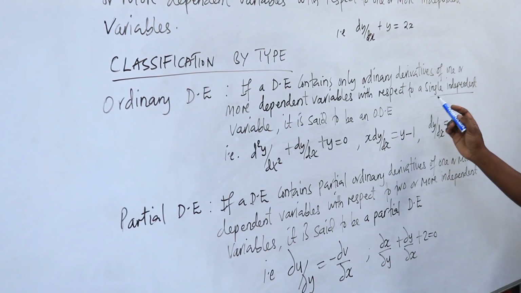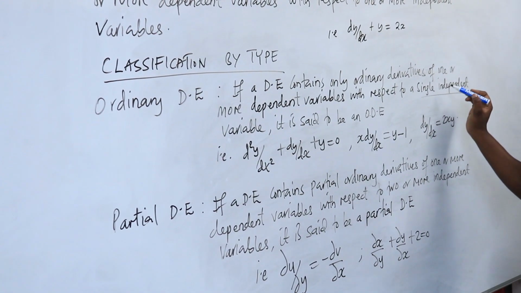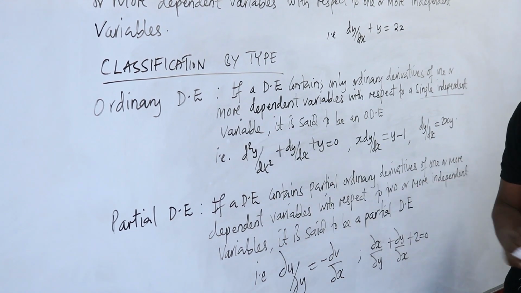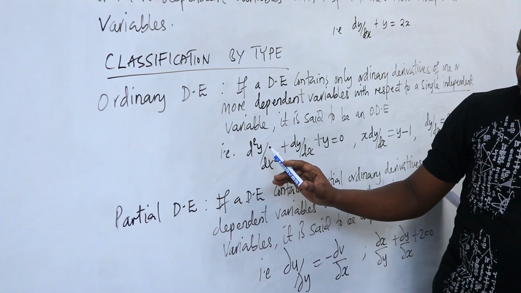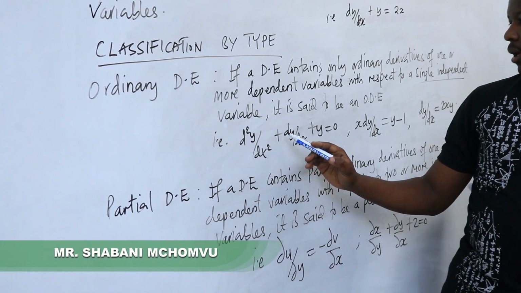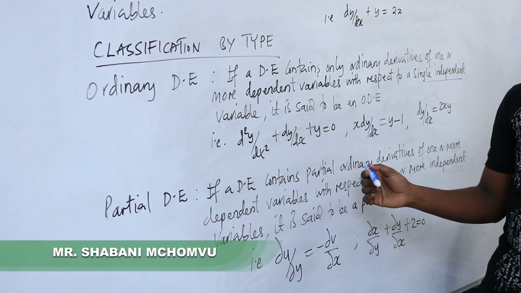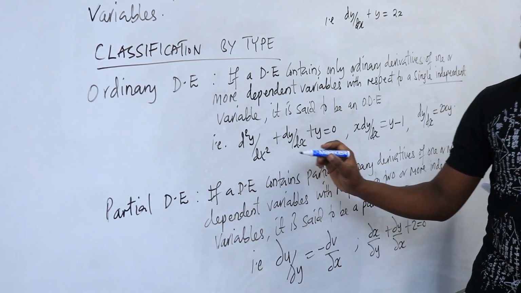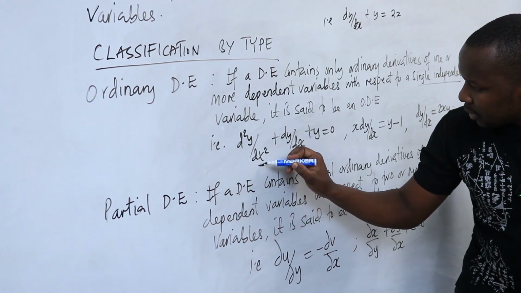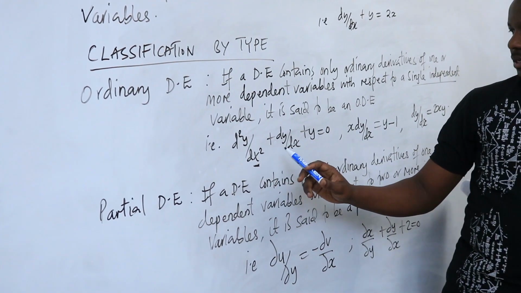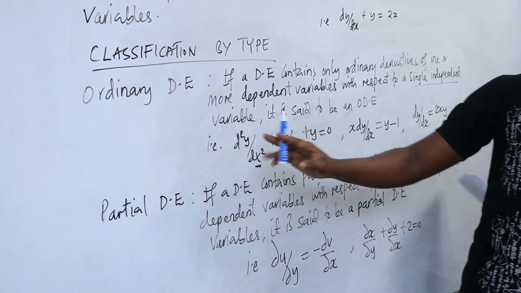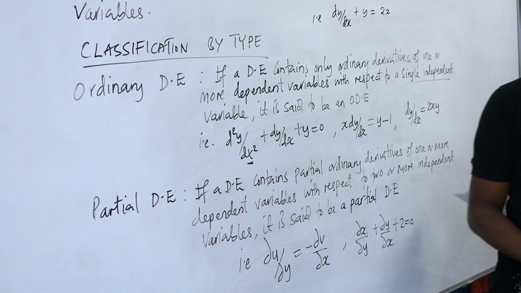So here what we check is that a single independent variable is present in the equation. Here we have the second derivative, d²y/dx², plus the first derivative dy/dx, plus y equals 0. You can observe here that the independent variable x has not changed. We have x here and x here. So this belongs to ordinary differential equations.